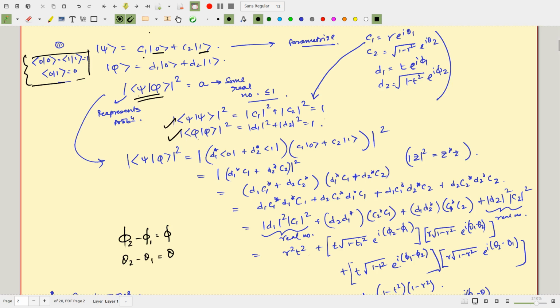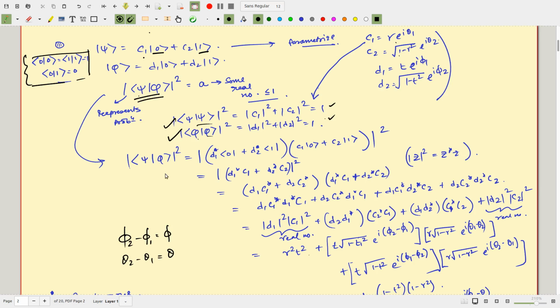So, if these two conditions are there, let us try to parameterize this C1 and C2. They are arbitrary complex numbers which must satisfy this and this. So, I can write them as some r e to the power i theta 1. If this is r, this one has to be square root of 1 minus r square because of this property, e to the power i theta 2. There is no constant on theta 2 because theta 2 does not play a role in this square. When you take a square, you basically multiply a complex number with its complex conjugate. So, then this angle does not play any role at all. The same thing can be said about the d1 and d2.